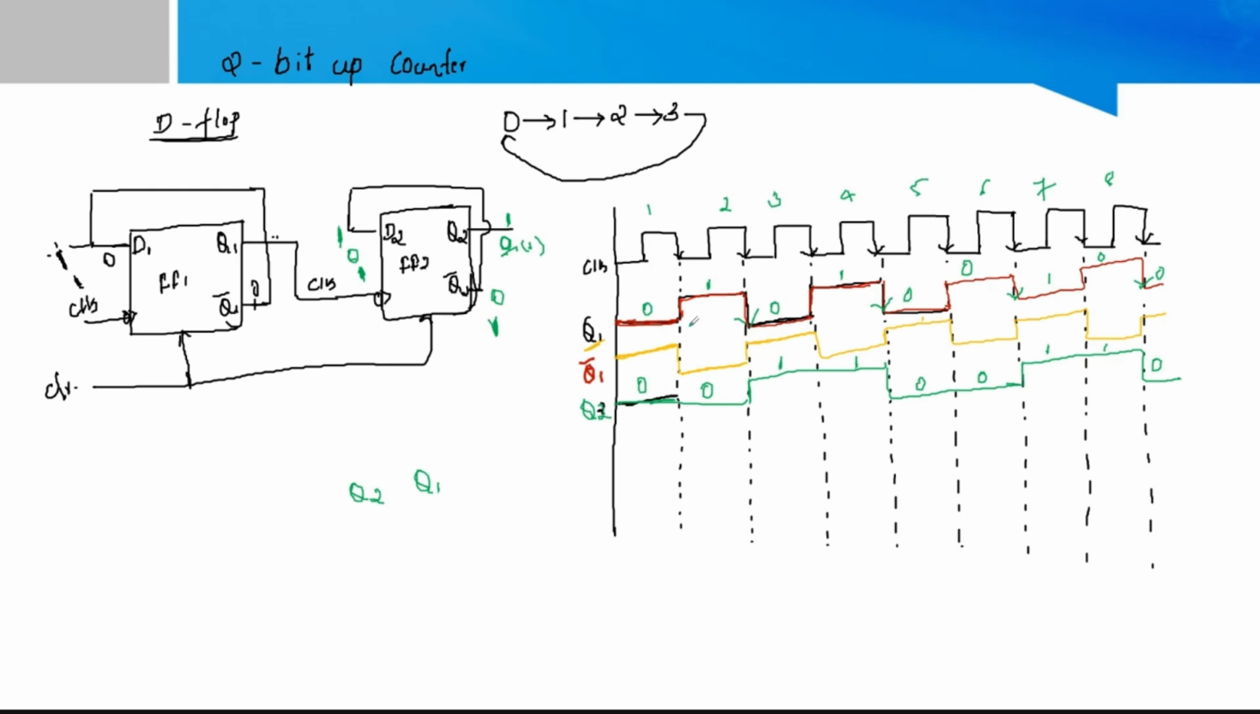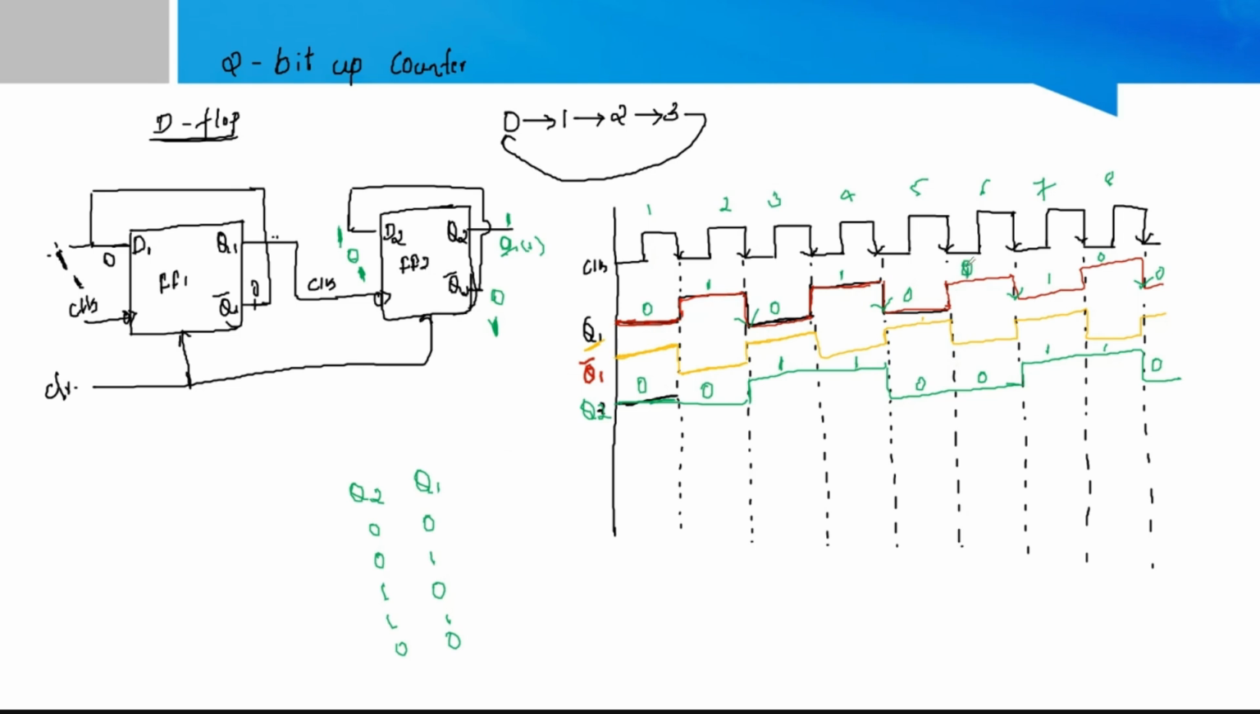Here you can see that at the first clock pulse it is 0, 0. Second clock pulse it is 0, 1. Third, this is 1, 0. Fourth, it will be 1, 1. Fifth, again it is 0, 0.